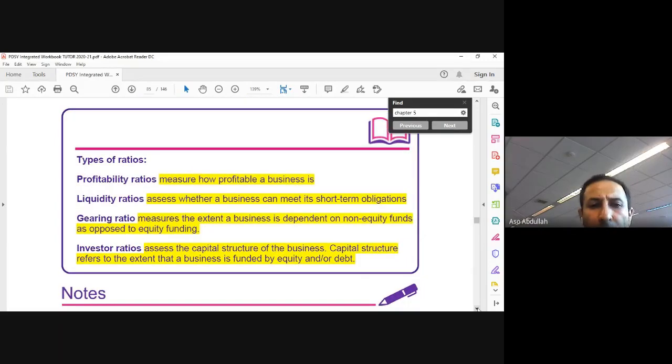For example, profitability measures how profitable a business is. This is a simple definition. Liquidity ratio measures whether the business is able to meet short-term obligations.